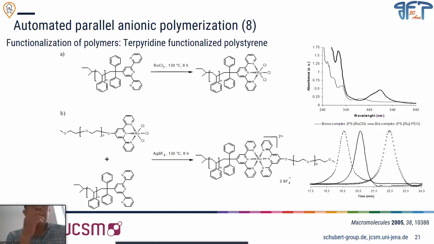Well, with this kind of block or functionalized block of polymers, you can build up some complexes, as shown here. You have two different polymers with the same functional group. You can couple it via the terpene and a metal, and you also build some interesting materials.